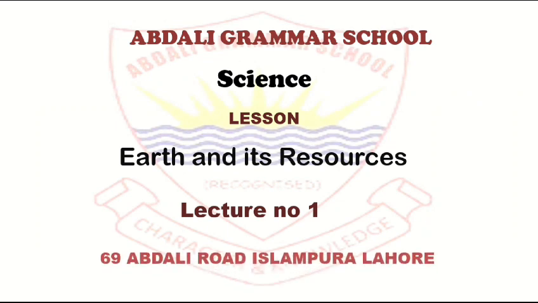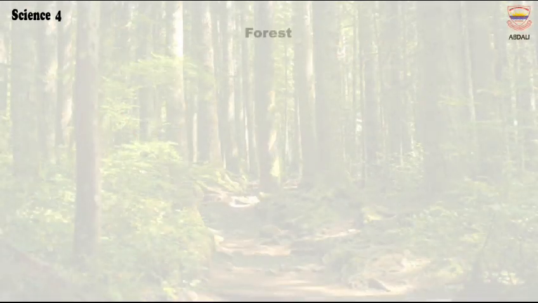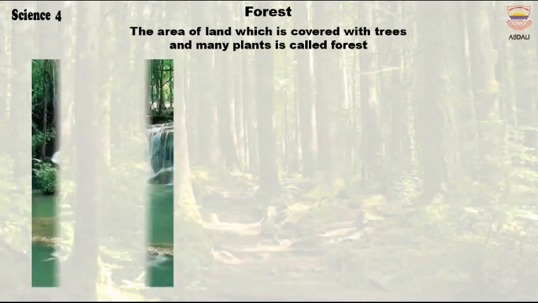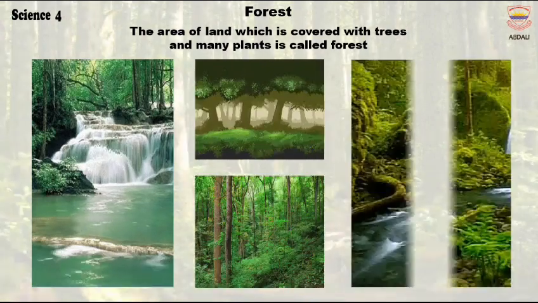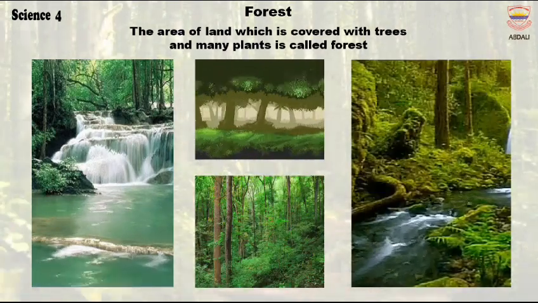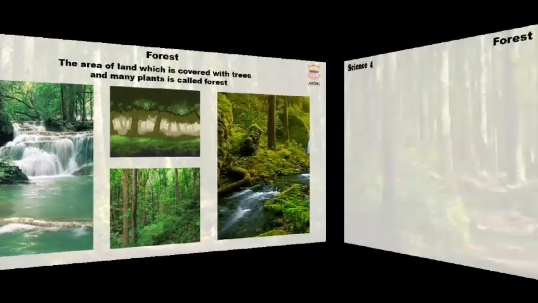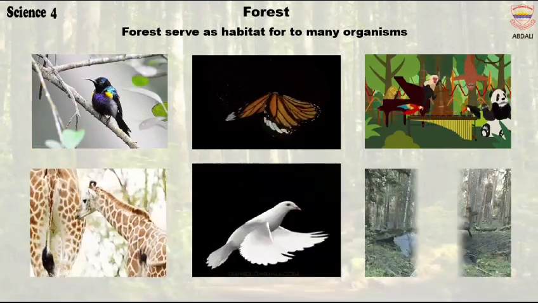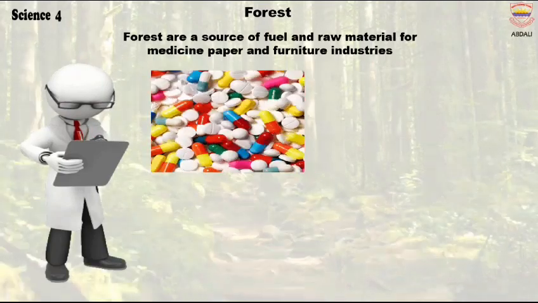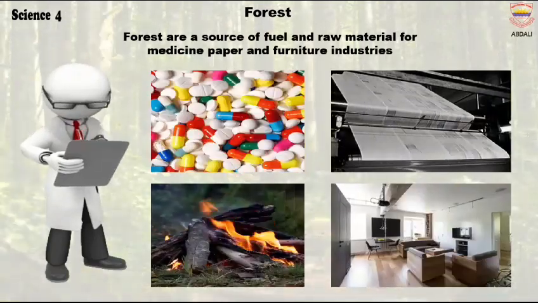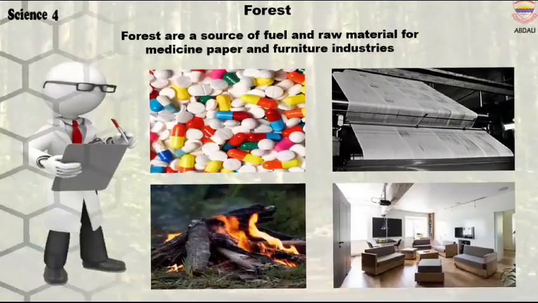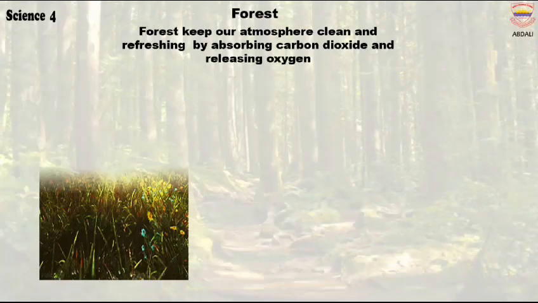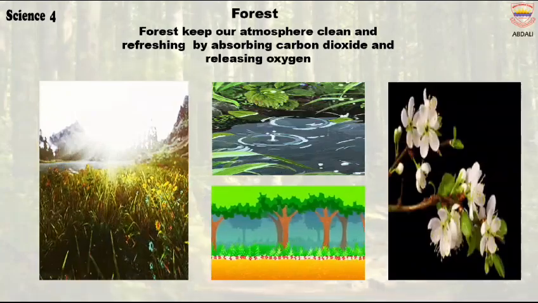Earth's natural resources. Let's start by discussing forests. The area of land that is covered with trees and plants is called a forest. You know that forests serve as habitat for many organisms. Forests are a source of fuel and raw material for medicine, paper, and furniture industries. Forests keep our atmosphere clean and refreshing by absorbing carbon dioxide and releasing oxygen.